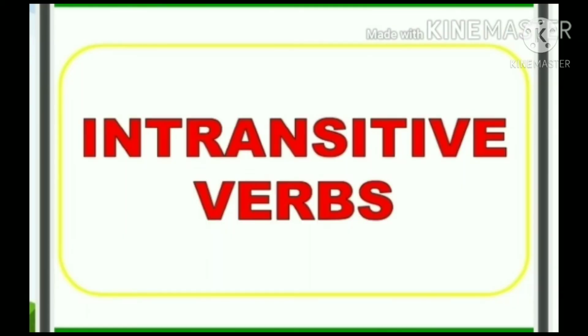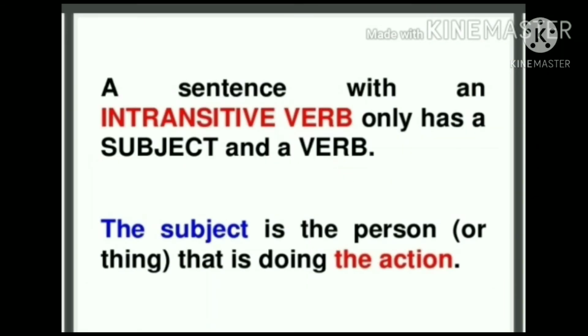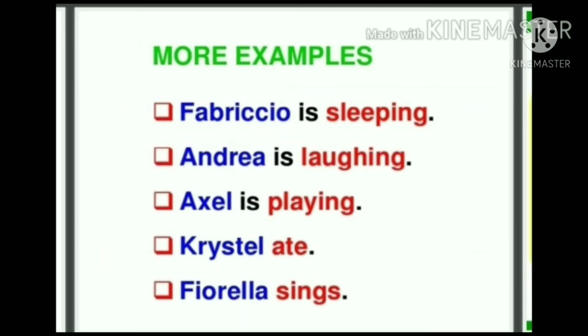Now, coming to the next kind, that is intransitive verbs. A sentence with an intransitive verb only has a subject and a verb. So, it's very easy now. We don't have any object, neither a direct object nor an indirect object. The sentences that have direct and indirect objects have transitive verbs, and intransitive are those where we don't have any object, only the subject and the verb. Example: Fabrico is sleeping. Fabrico is the subject and sleeping is the verb. Do we have any object? No, but it's making complete sense.